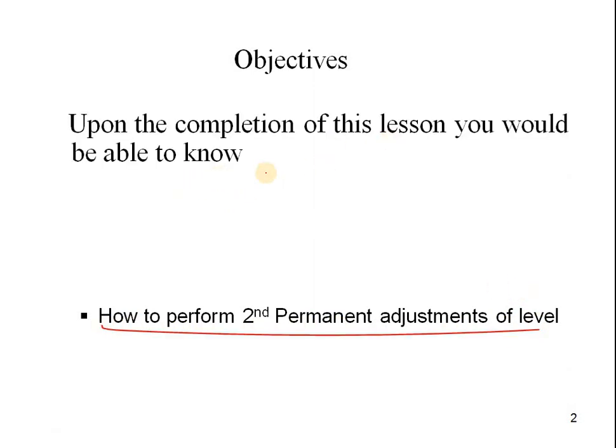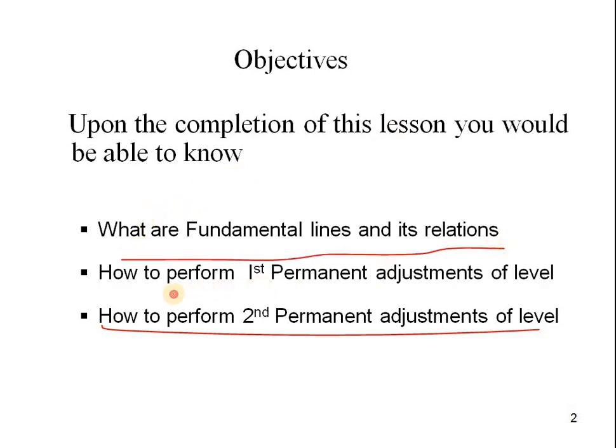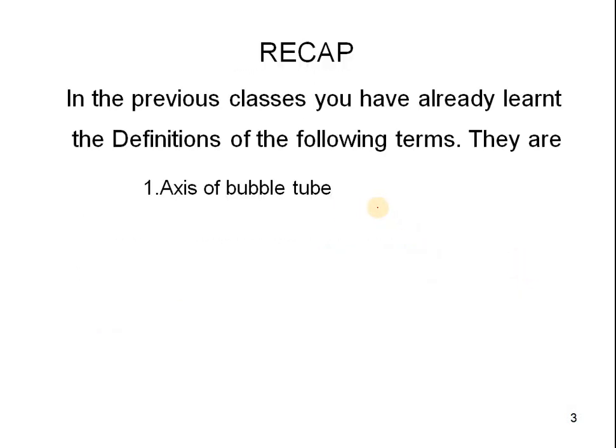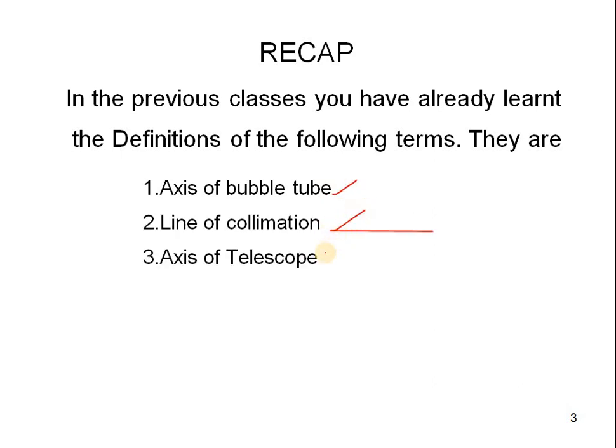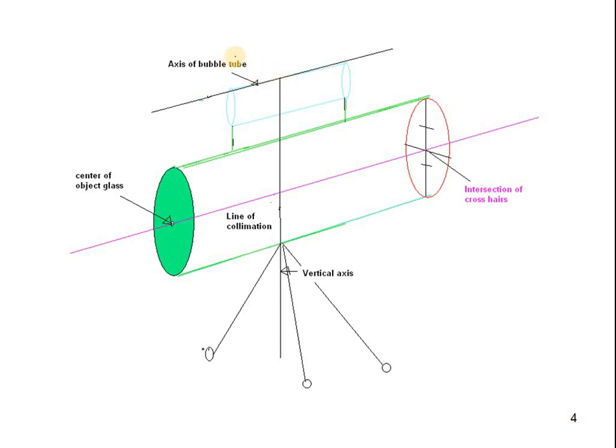Upon completion of this lesson, you will learn what the fundamental lines and their relations are, and how to perform the first permanent adjustment of levels also. In the previous class we have seen the axis of bubble tube, line of collimation, axis of telescope, and vertical axis, and these lines are called the fundamental lines of levelling instruments. We have seen this diagram in the previous class, as this is the axis of bubble tube, center of object glass.